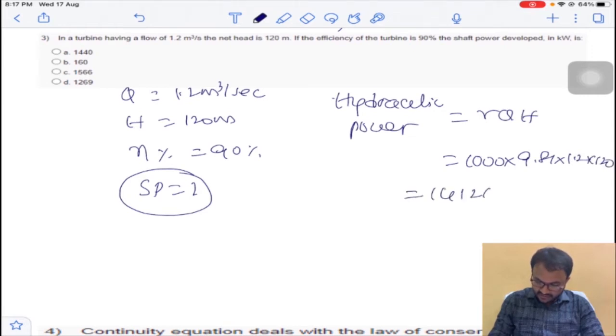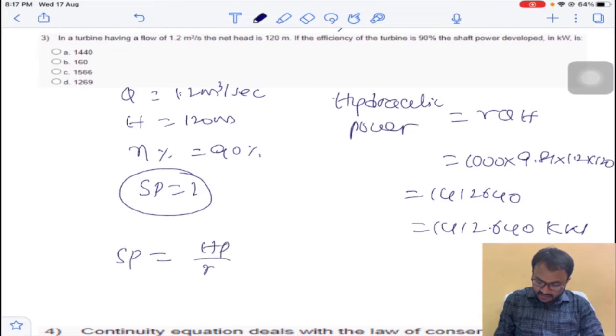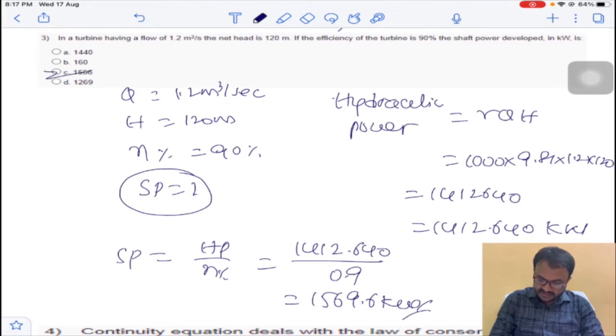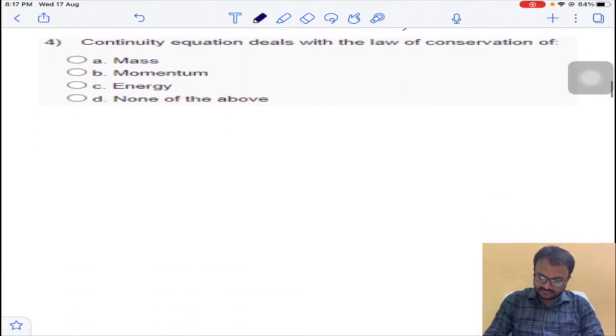You will get 1412640. That is 1412.640 kilowatt. So now shaft power is equal to hydraulic power divided by efficiency. So that is 1412.640 divided by 0.9. You will get 1569.6 kilowatt. Answer is C for question number 3.